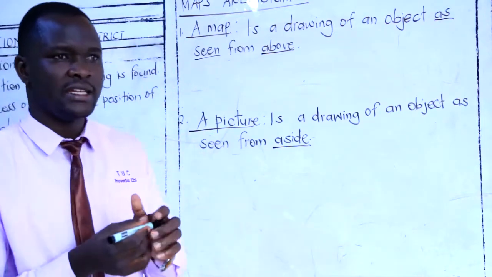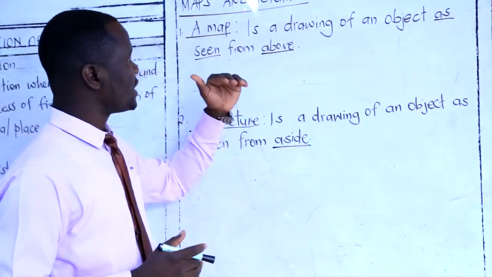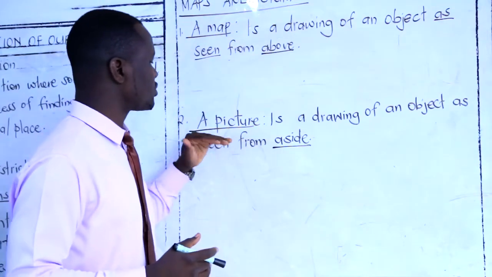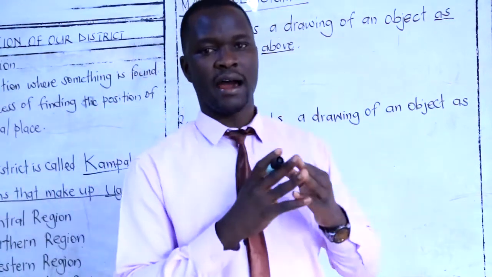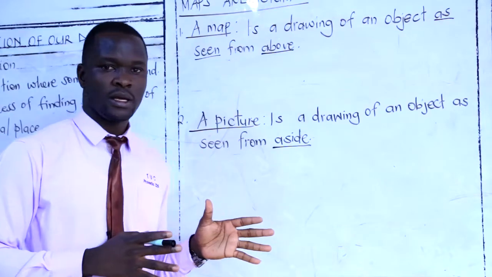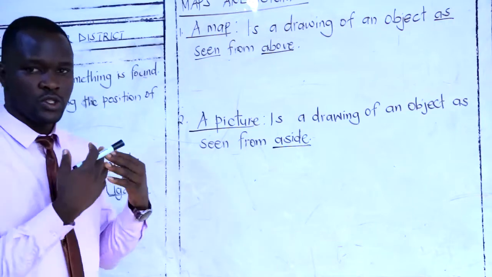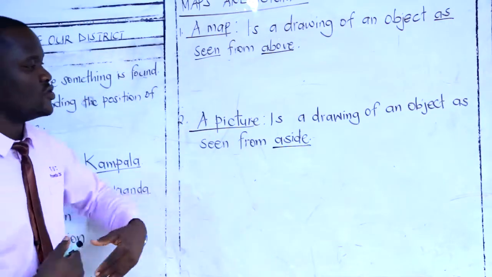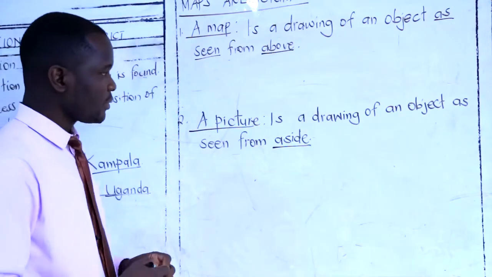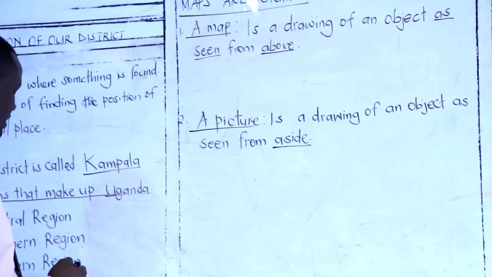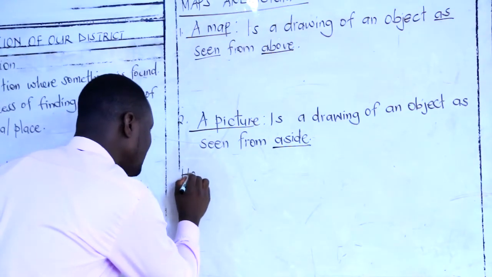That is the difference. Then when we look at the similarity, what makes a map to be similar to a picture? The similarity is both are representations. These are not the real objects, but we are drawing them the way we saw them. So both are drawings, or we say both are representations of objects.